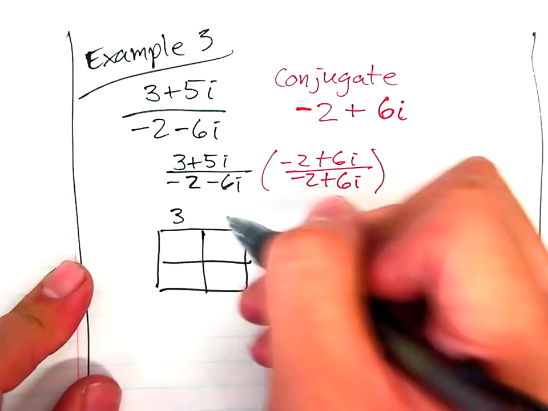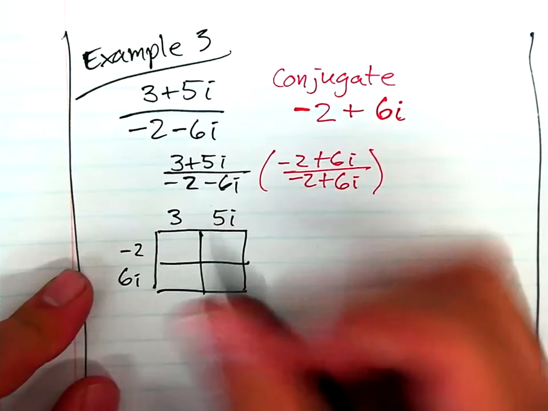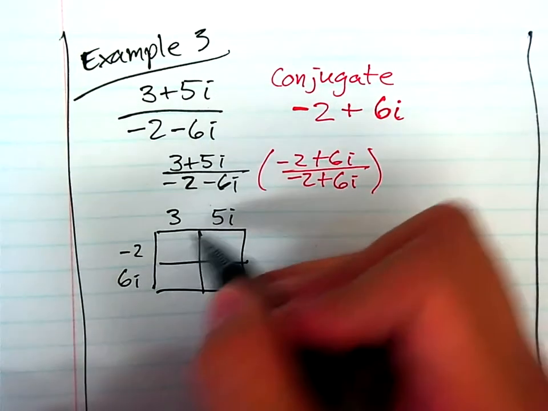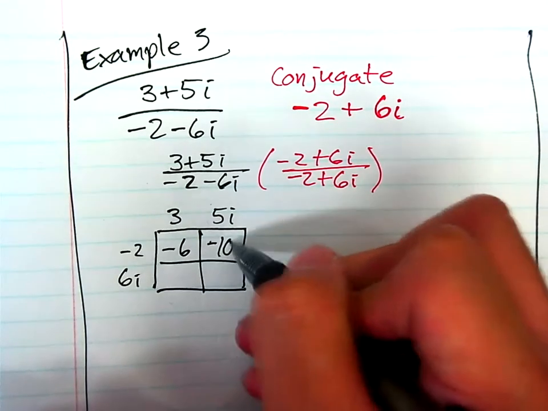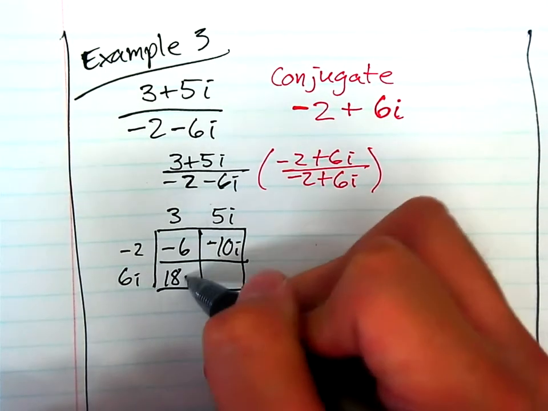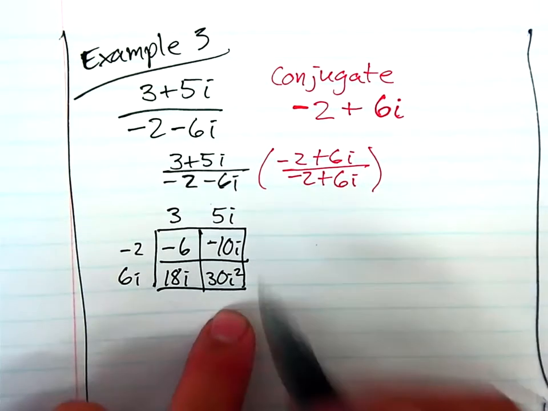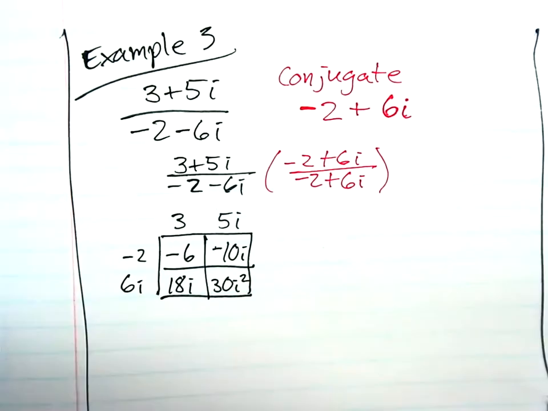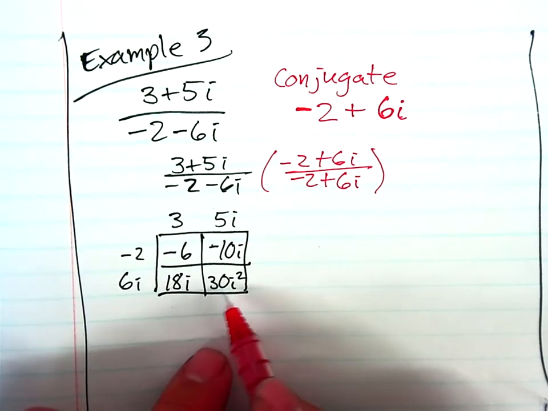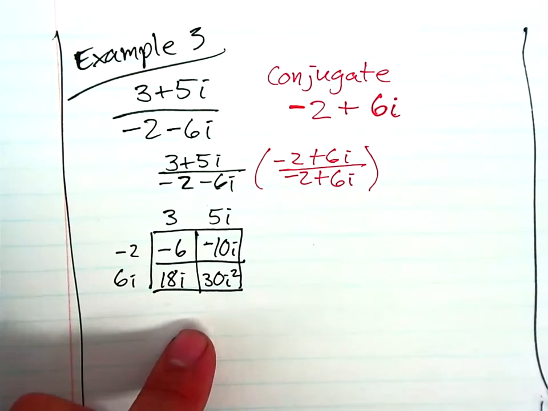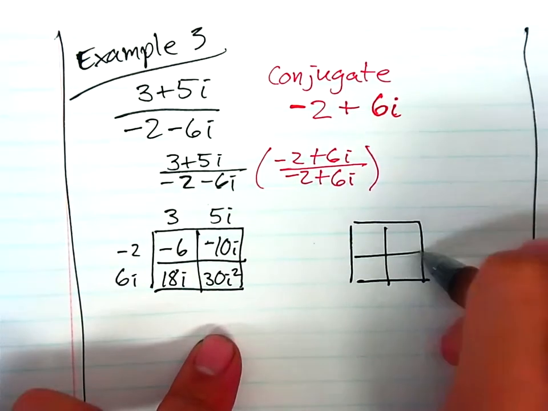So here I have 3 and 5i, and then negative 2 and 6i. Negative 2 times 3 will be negative 6, negative 2 times 5i is negative 10i, so on and so forth. So let's fill this in. 30i squared. Remember, if you end up with an i squared, you do need to simplify that so that it becomes a negative 1 and multiply it with the number in front of it. Let's go ahead and do the denominator as well. I'll make a note of that to myself.